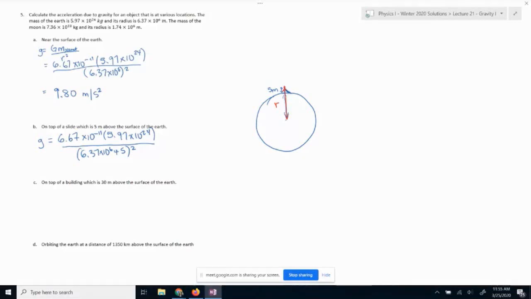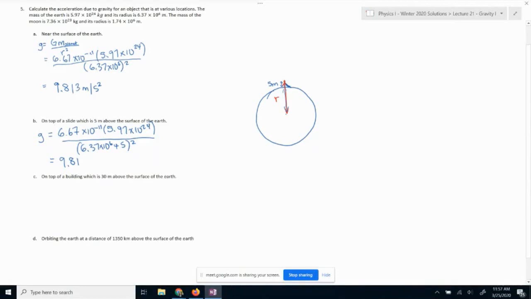We can type it up. What do we get when we type it? When I enter just 6.37 times 10 to the 6 in the denominator, I get 9.81344. And when I enter 6.37 times 10 to the 6 plus 5 in the denominator, then I get 9.813. So this demonstrates that whether you're on the surface of the Earth or on top of a slide that's 5 meters above the surface, your acceleration due to gravity is still roughly the same.